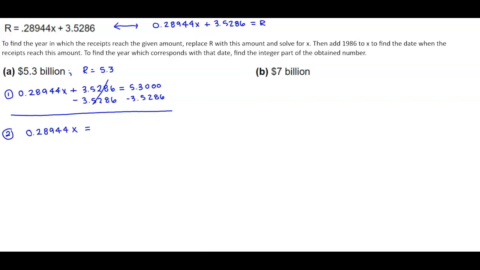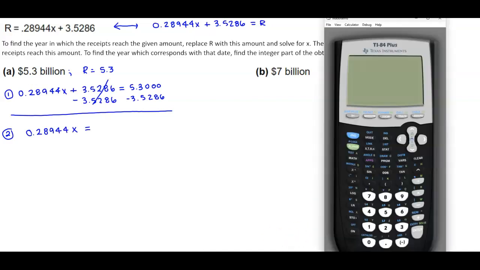So we're going to end up with step 2, 0.28944x, and that's equal to, well, let's go ahead and use our calculator here. We have 5.3000 minus 3.5286. And that gives us 1.7714.